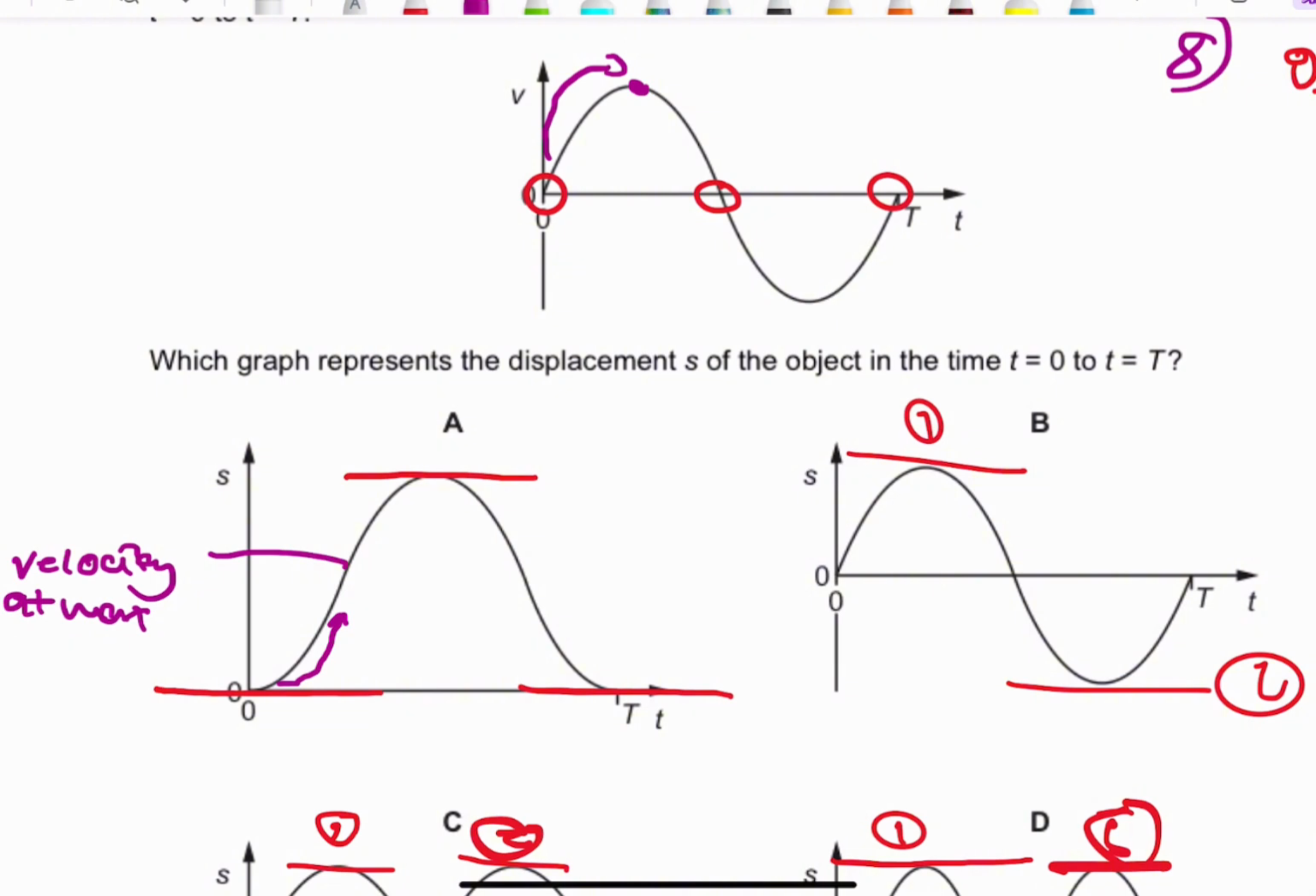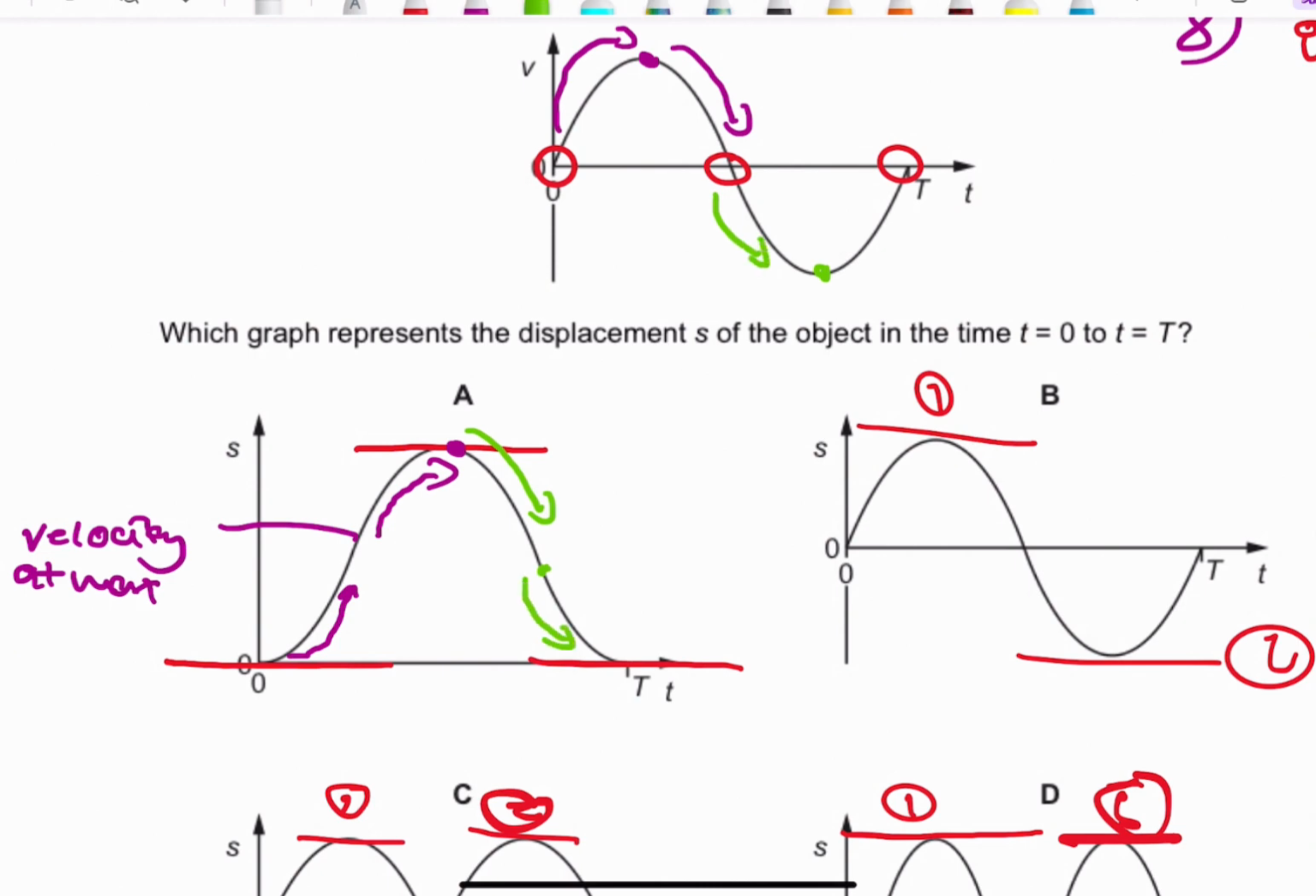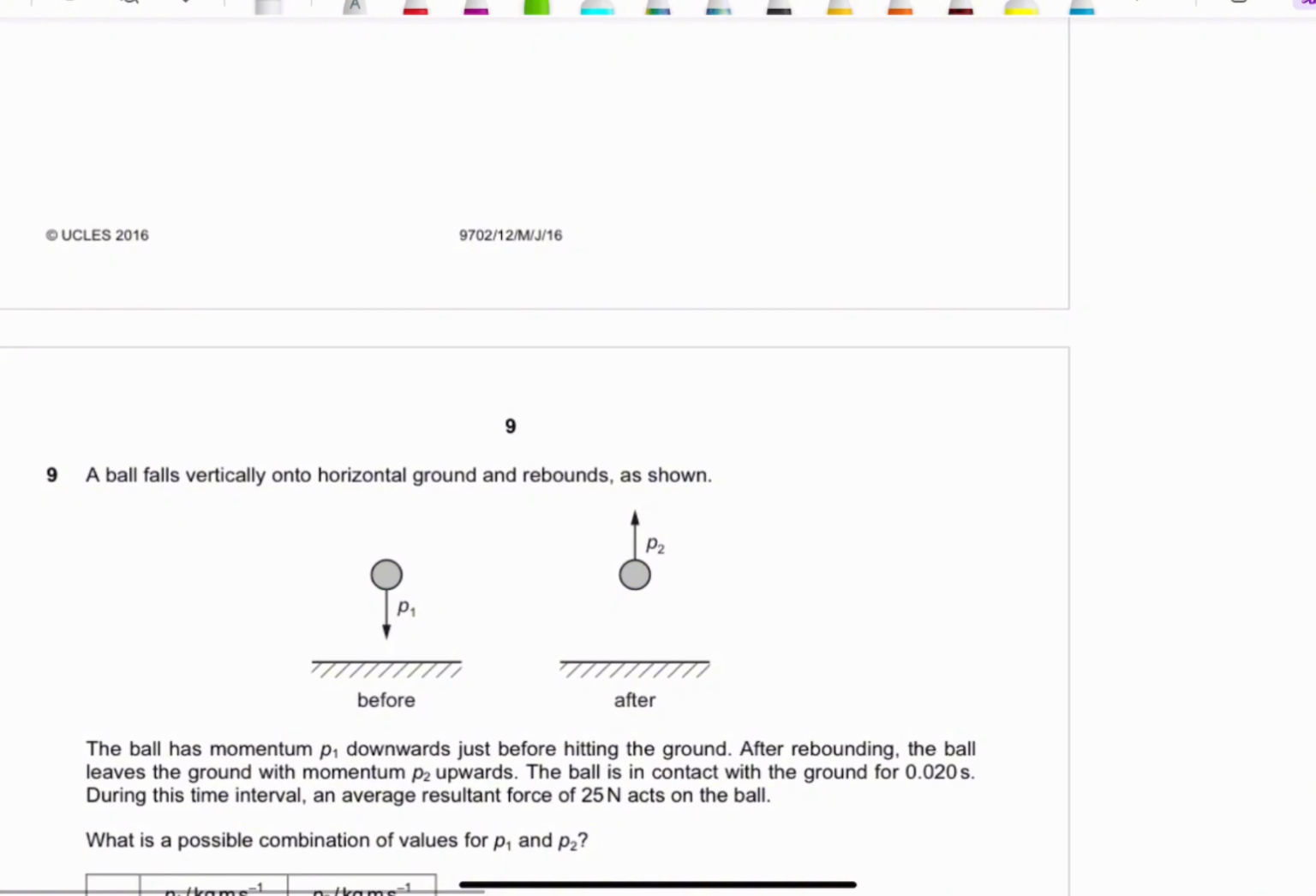After that, the velocity decreases, right? So velocity decreases up until it reaches zero. If you're starting from this point as our starting point, the velocity is going to increase as we go down here up until you reach the maximum negative value. And the gradient is going to start decreasing again until it reaches 0. The velocity is going to decrease until it reaches 0. So the answer is A. Very important. I'll move on to question number 9.